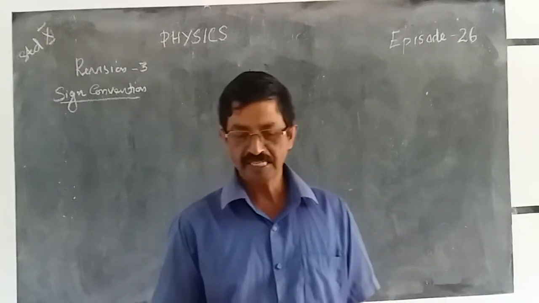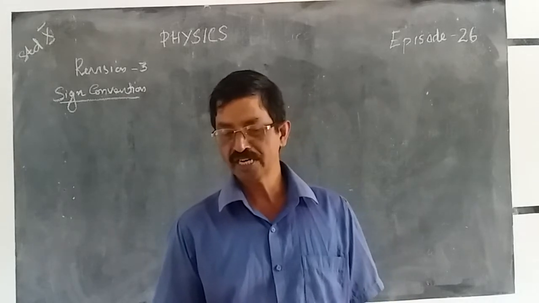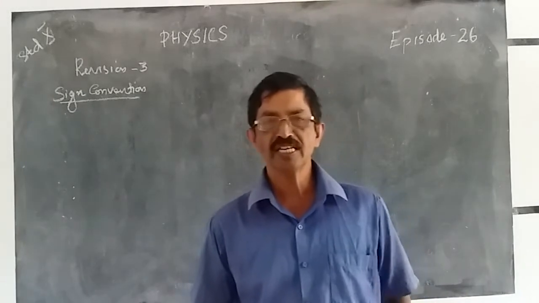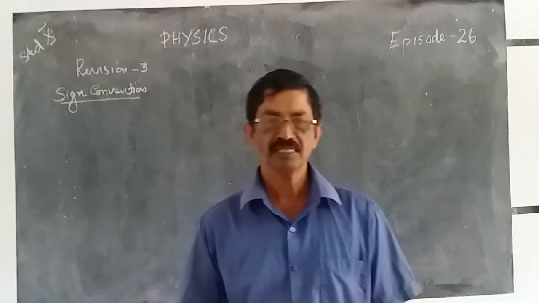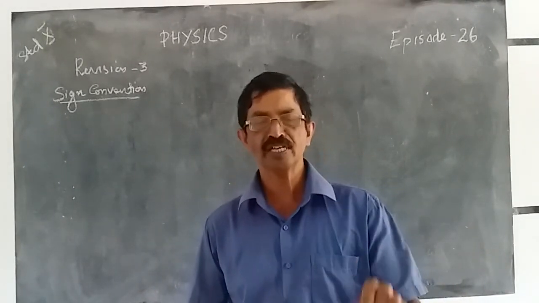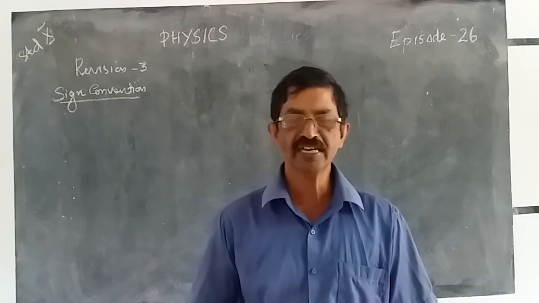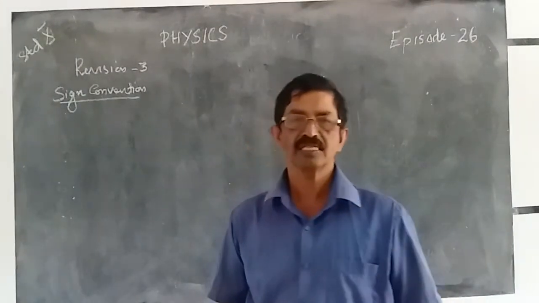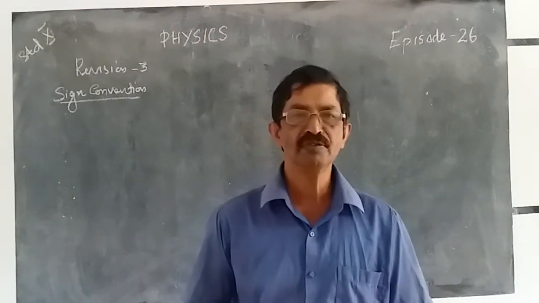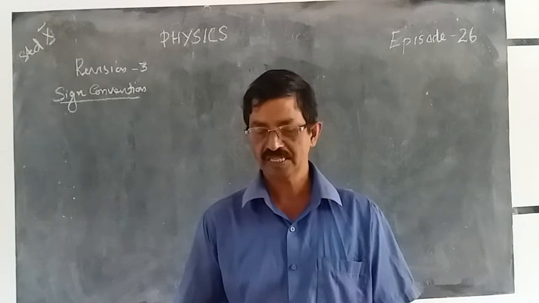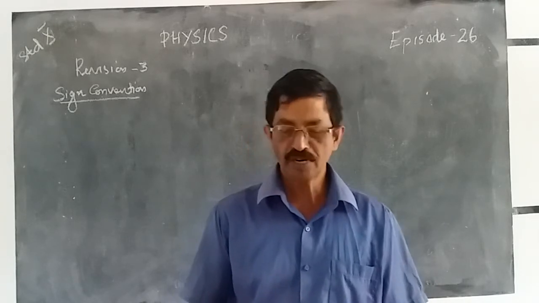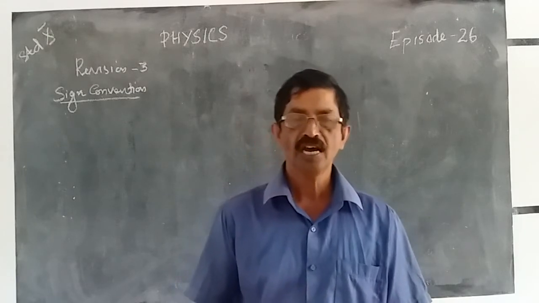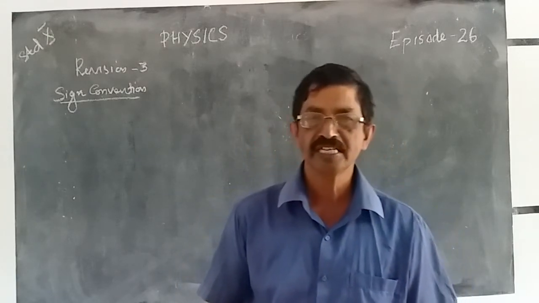First question is this: from where do we measure distances? That means, in the case of a mirror, from where do we measure the distance? When we consider sign convention, in which direction do we take a distance? And another question: distance in which direction is positive and in which direction is negative?